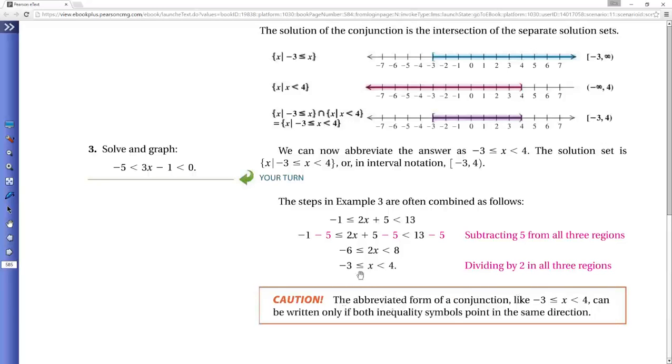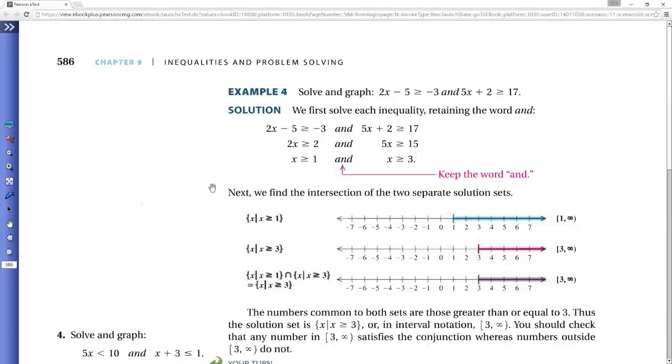Caution, it says, we're never going to have a correct answer in the form of a conjunction if our inequality symbols are not at least pointing the same way. When I start putting things together and I say, well, this is left of this and the other one's right of that, other than being confusing, you're probably on the wrong track. So here's another AND statement, and through the examples we're going to see some of the possibilities of what can happen when we're talking about infinities of solutions.